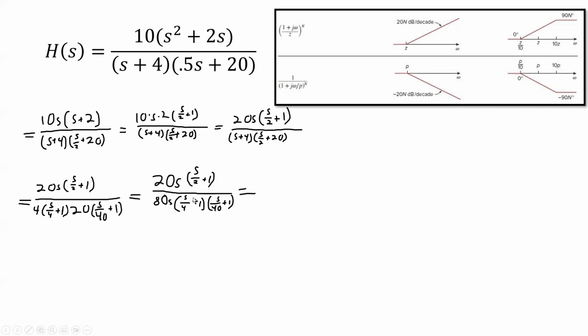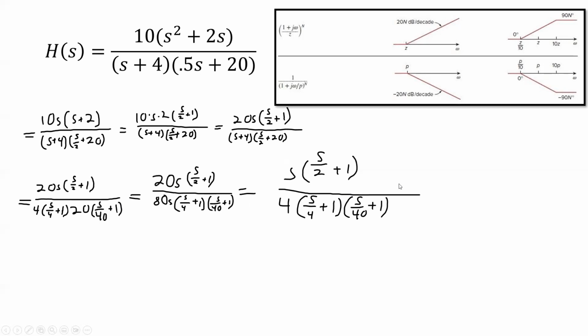And now we're going to condense those terms down to have 20s on top and 80 on bottom. You can ignore that s, that was a mistake. And now, after reducing that fraction, we end up with s times s over 2 plus 1 divided by 4 times s over 4 plus 1 times s over 40 plus 1.